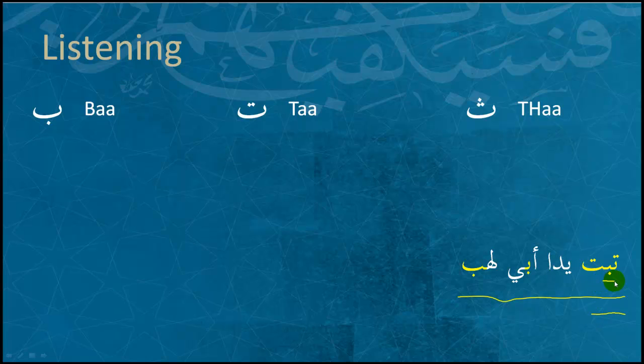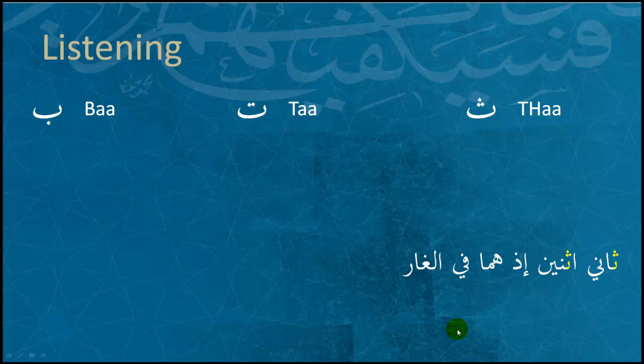You only see one ba written here, but it's actually two, and we'll talk about that much later. Don't worry about that. Dab, bat. Okay? Yada, nothing there. Abi. Notice the b sound, okay? Abi. Tabbat yada abi lahab. Lahab. Notice the b at the end. Okay? Now faster. Tabbat yada abi lahab. Okay? Another example.